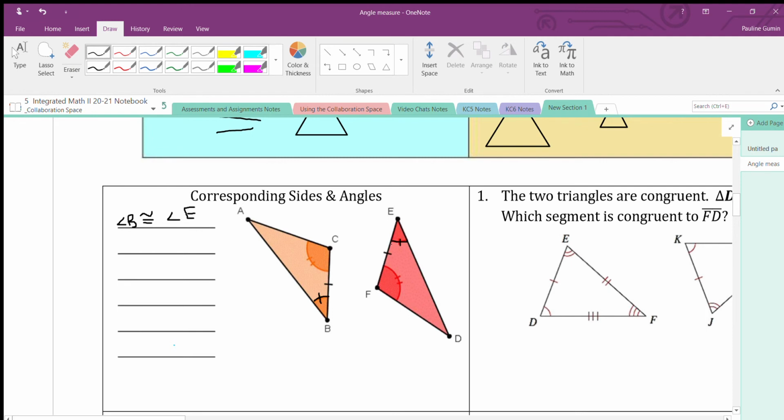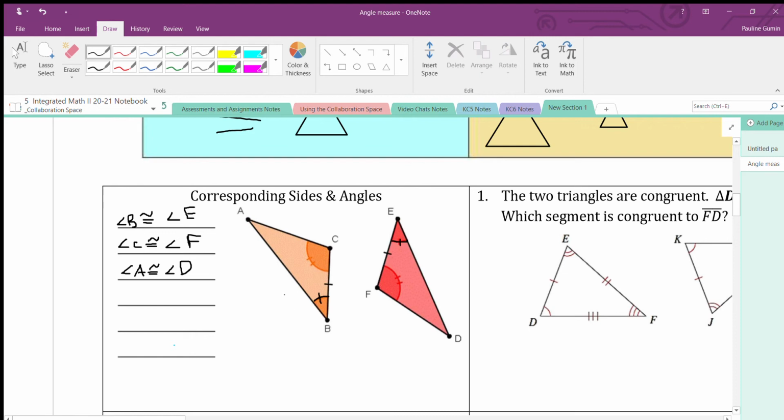All right, let's continue. I also have angle C with a half circle and two tick marks. On my second triangle, the one on the right, angle F has the half circle and two tick marks. We're really only left with one angle on each triangle, and that is the one that's not marked. That's angle A and angle D. They're both not marked.